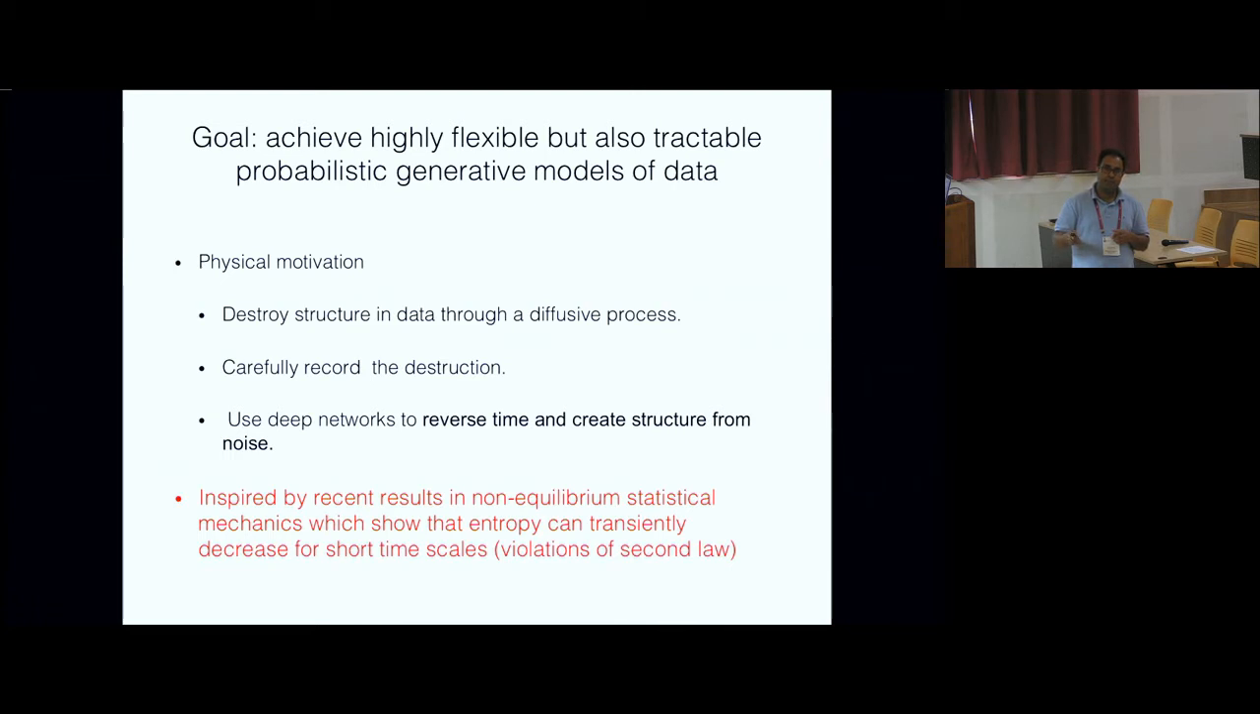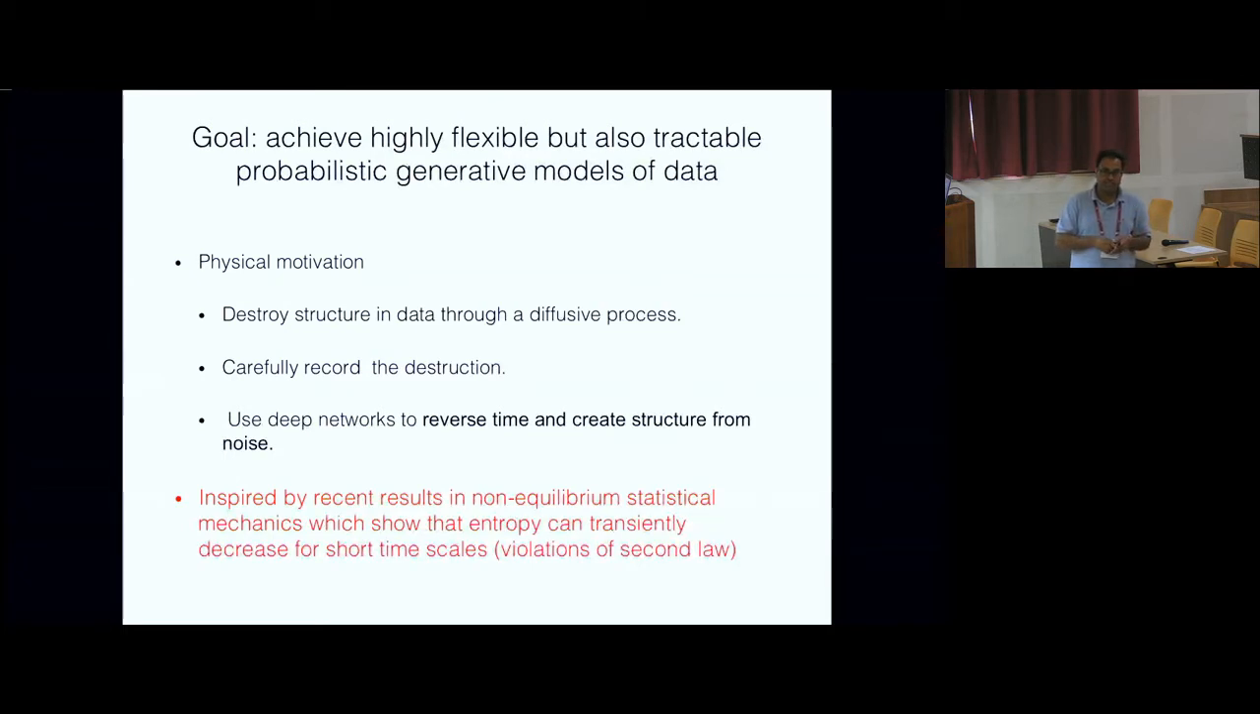This is a complicated distribution, so let's destroy the distribution and make it a simpler distribution, like a Gaussian, through a diffusion process. Okay? Let's then carefully record this destruction of structure. It's like a movie that destroys structure in data. Then we're going to use a deep neural network to reverse time and essentially create structure from noise.